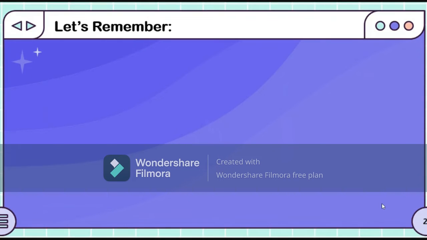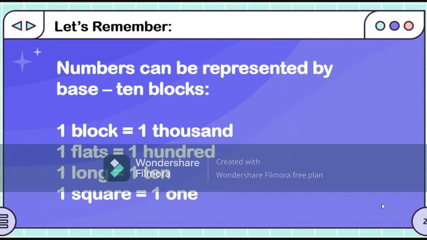Okay, so let's remember, numbers can be represented by base 10 blocks. 1 block is equivalent to 1,000, 1 flat is equivalent to 100, 1 long is equivalent to 10, and 1 square is equivalent to 1. Okay mga bata, tandaan po natin yan ha.